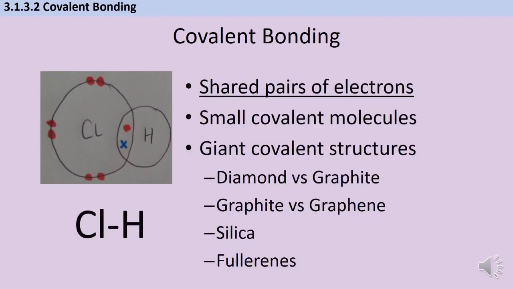So a covalent bond is a shared pair of electrons, and we can display this as a dot and cross diagram, but also we can display it as just a single straight line. And at GCSE you would have met the idea of small covalent molecules, or they might have been called simple covalent molecules if you used a different exam specification, and also giant covalent structures like diamond and graphite and graphene and silica and fullerenes. And so you would have done some work at GCSE about their different properties, and you still need to know all that stuff at A-level.